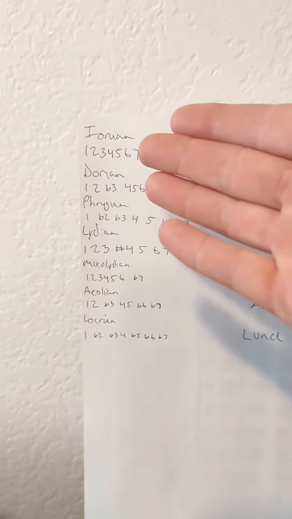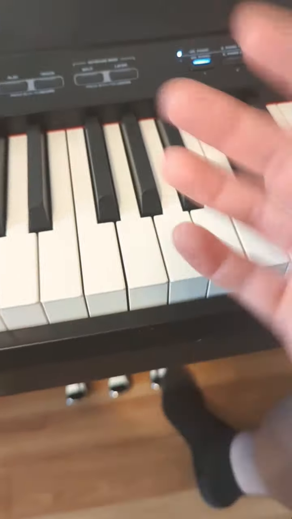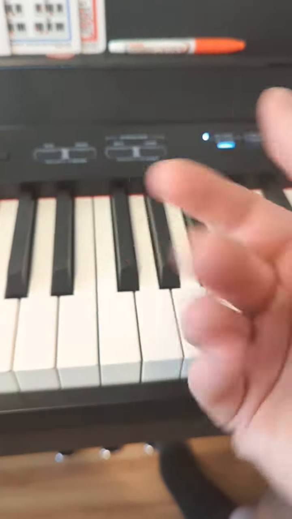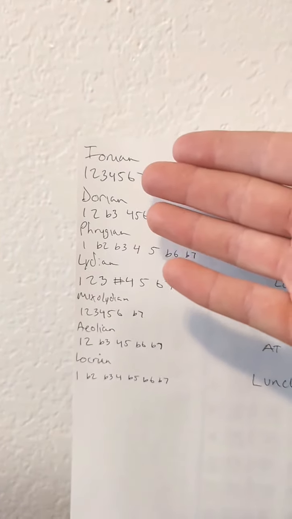Ionian is the major scale we all know and love. If I were to play a C Ionian, it's a C major scale. It's the sickeningly happy, just disgusting scale that we all know and love. All these underneath it are derivatives of the major scale.